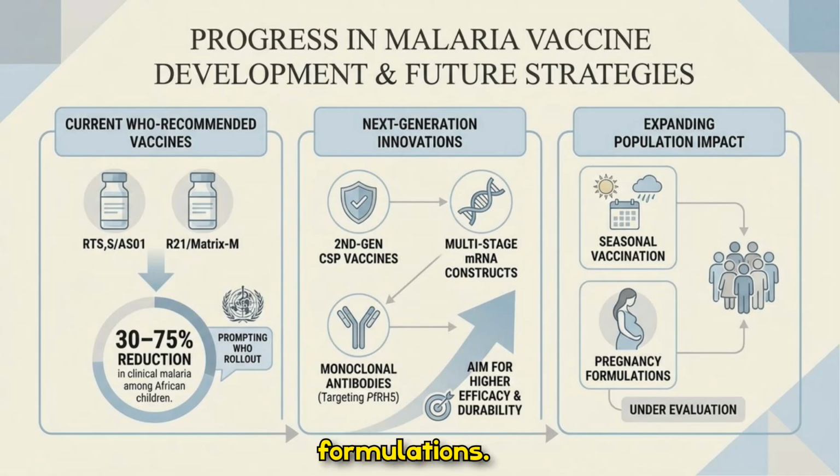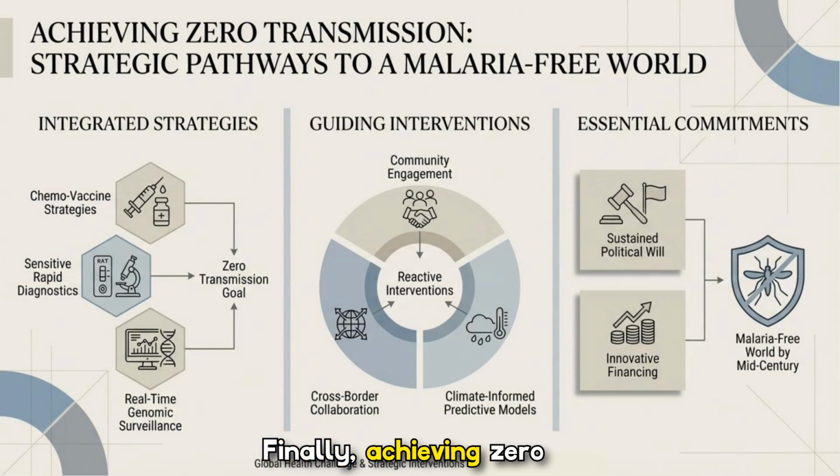pregnancy-specific formulations. Finally, achieving zero transmission requires integrated pathways combining chemo-vaccine strategies, sensitive rapid diagnostics, and real-time genomic surveillance to guide reactive, climate-informed interventions and cross-border collaboration. Above all, sustained political commitment and innovative financing are essential to scale these tools and work toward a malaria-free world within the coming decades.